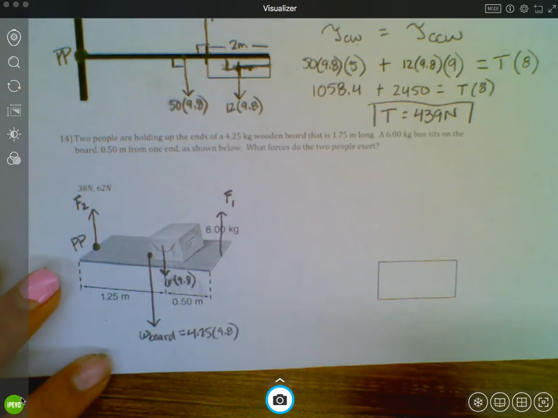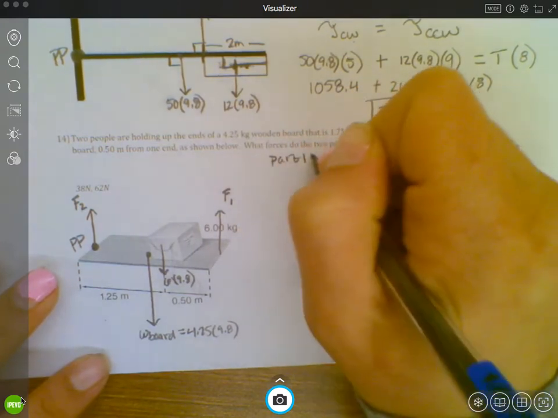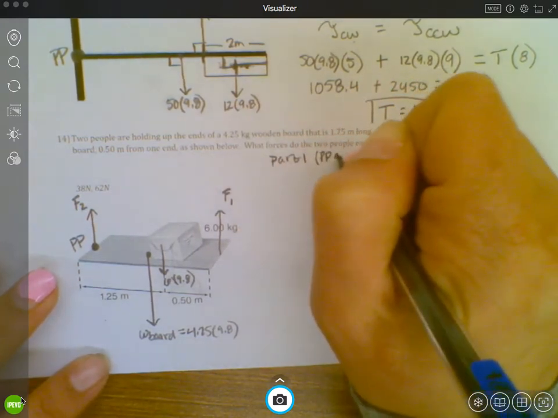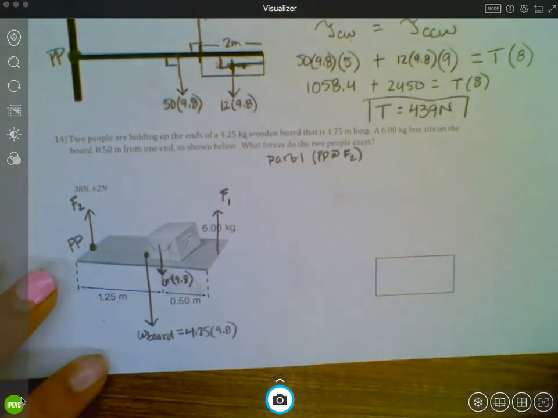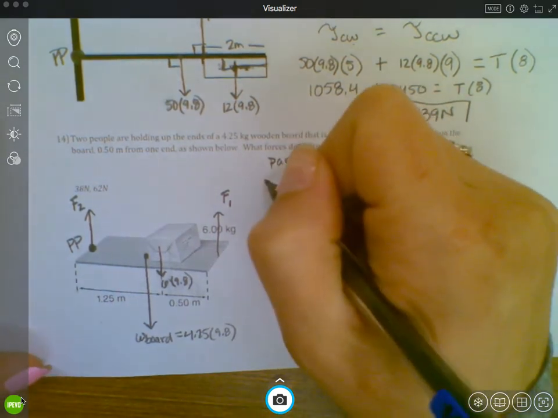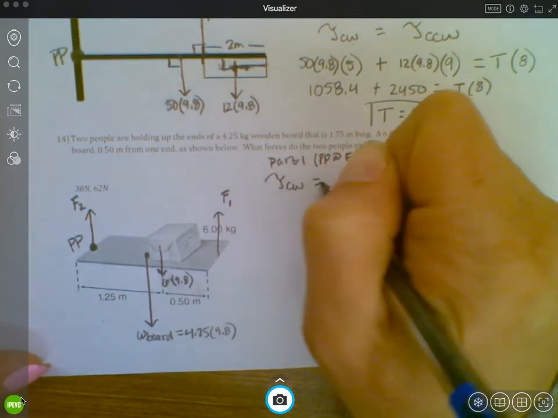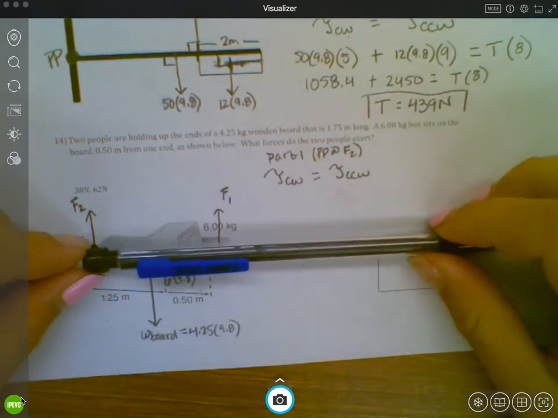Okay, so pick the pivot point to be at force 2 there. And we're going to solve the problem there. So I'm going to say part 1, pivot point at force 2. And then I'm going to set up my equation. Torque clockwise equals torque counterclockwise. And let's decide now. So pivot point's here.